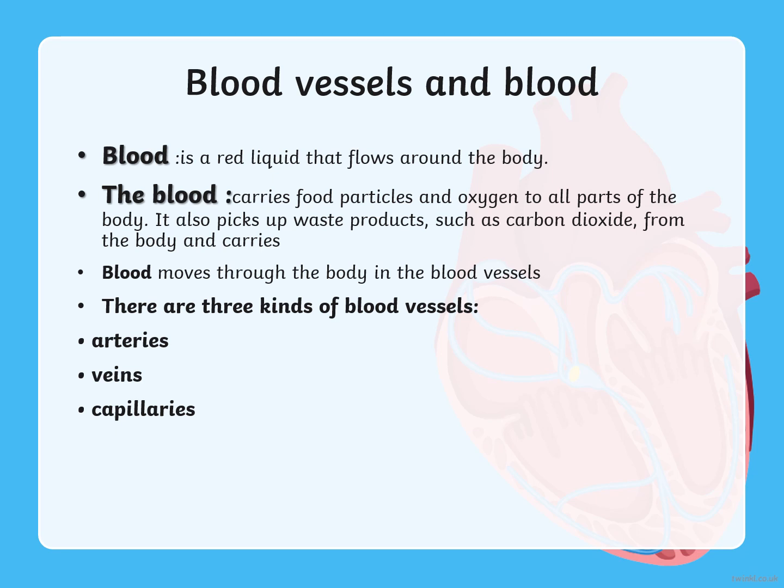As we said, there are three kinds of blood vessels: arteries, veins, and capillaries. So the heart consists of three parts, while the blood vessels consist of three kinds. There are different kinds of blood vessels.